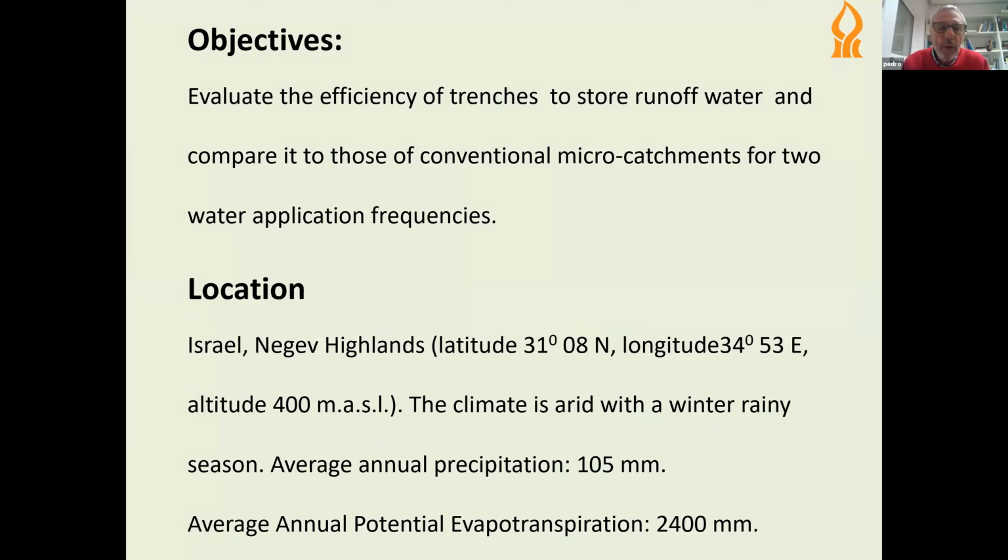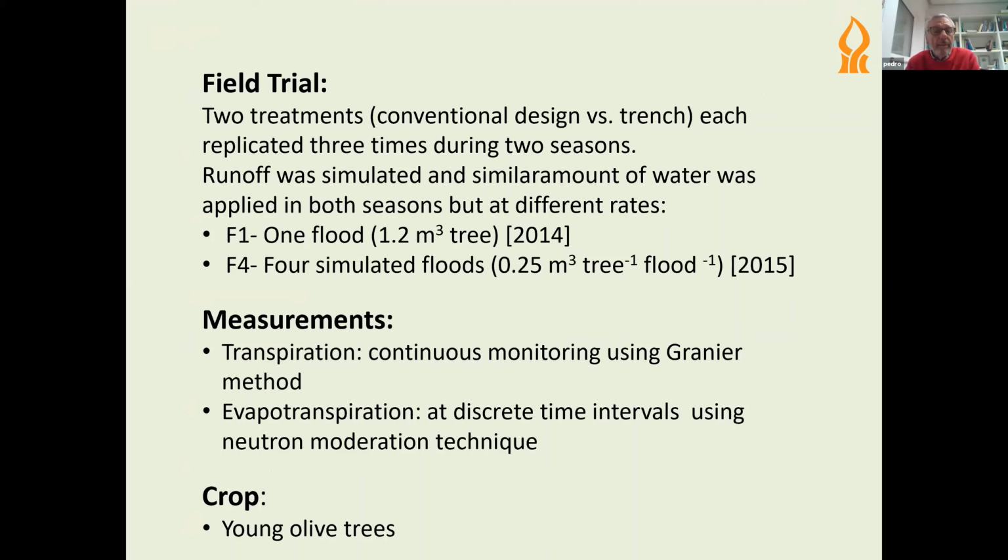And we will use two water application frequencies based on what I told you previously, that by selecting the size of the runoff generating area relative to the runoff receiving area, you can have more or less water, and you can have one or more flood events. This was carried out in the area which I just showed you. I would just add that the annual evapotranspiration is almost 2.5 meters for an average precipitation of around 100 millimeters.